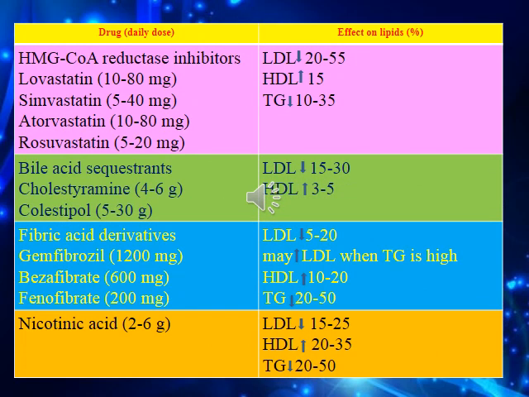Here you can see effects of antilipemic drugs on lipids. For example, statins. Therapeutic dose of statins can reduce low density lipoproteins by 20 to 55%, increase high density lipoproteins by 15%, and decrease triglycerides by 10 to 35%. You can see effects of other antilipemic drugs in this table.